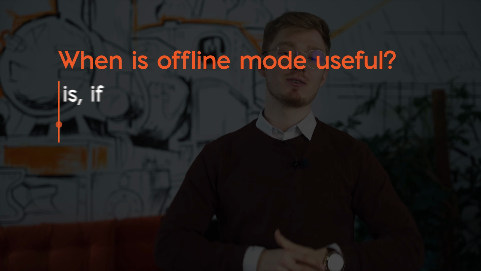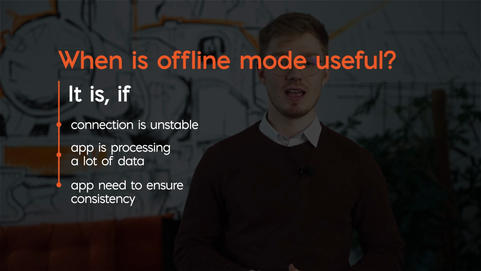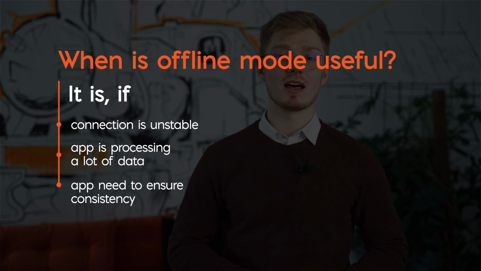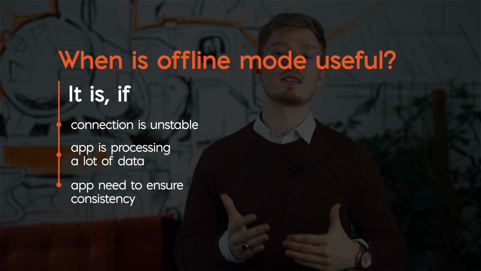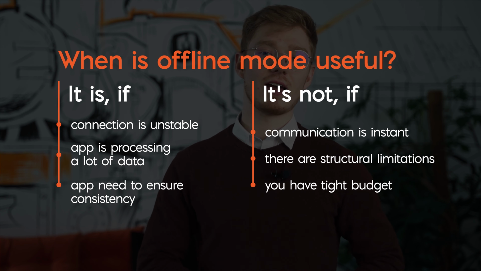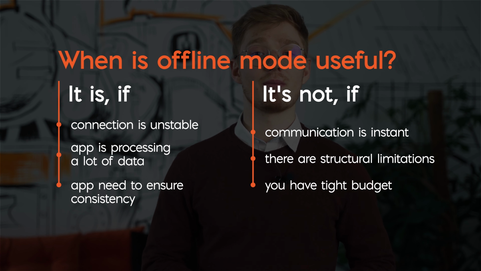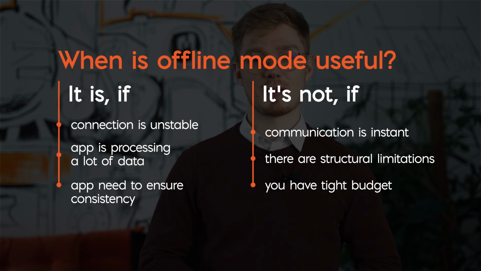Okay, let's try to sum it up a bit. The offline mode might be useful if users don't have access to a stable internet connection, if your app needs to process a lot of data at a time, or if you need to ensure the consistency of your service. On the other hand, you don't necessarily need offline capabilities in a streaming app, or in the one with structural limitations, or when your budget is not ready for additional expenses.